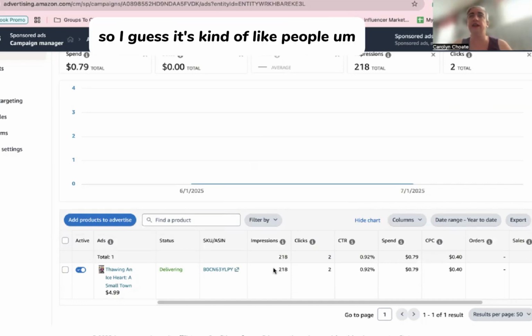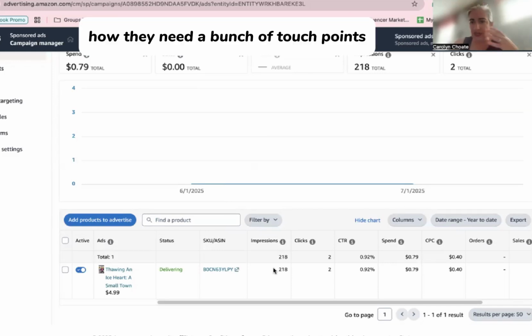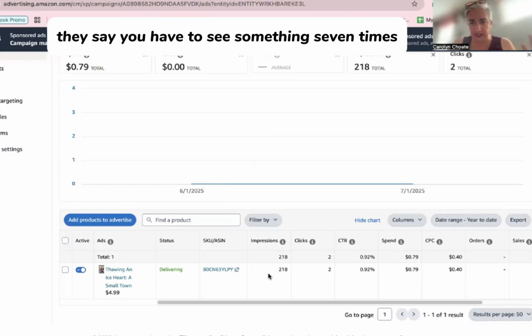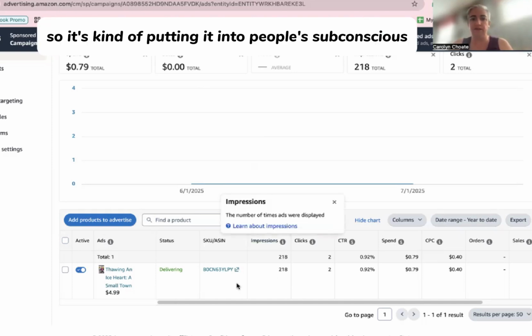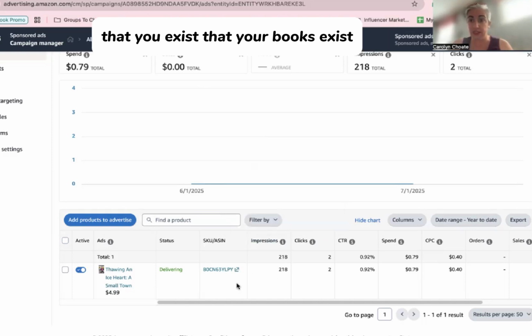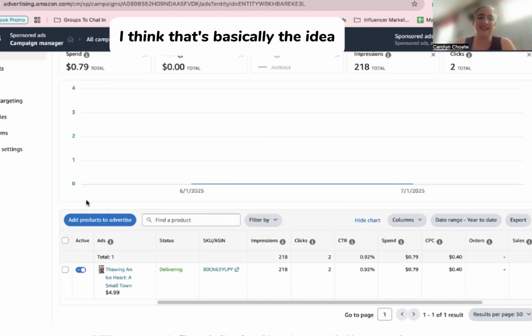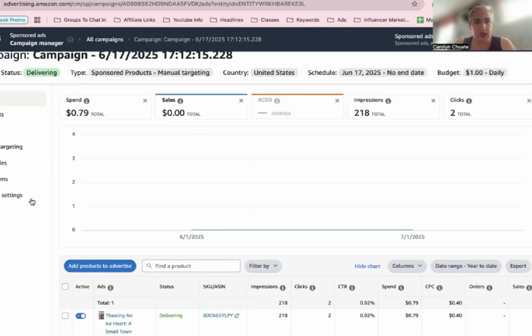And the idea with this is mostly to get the impressions. So I guess it's kind of like how people need a bunch of touch points. They say you have to see something 7 times, 12 times before you take action on it. So it's kind of putting it into people's subconscious that you exist, that your books exist. They're seeing them in different places. I think that's basically the idea.